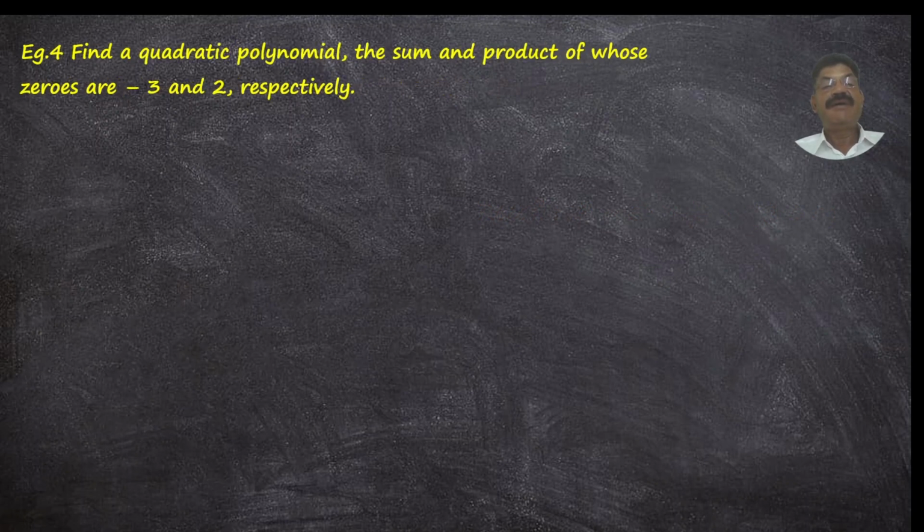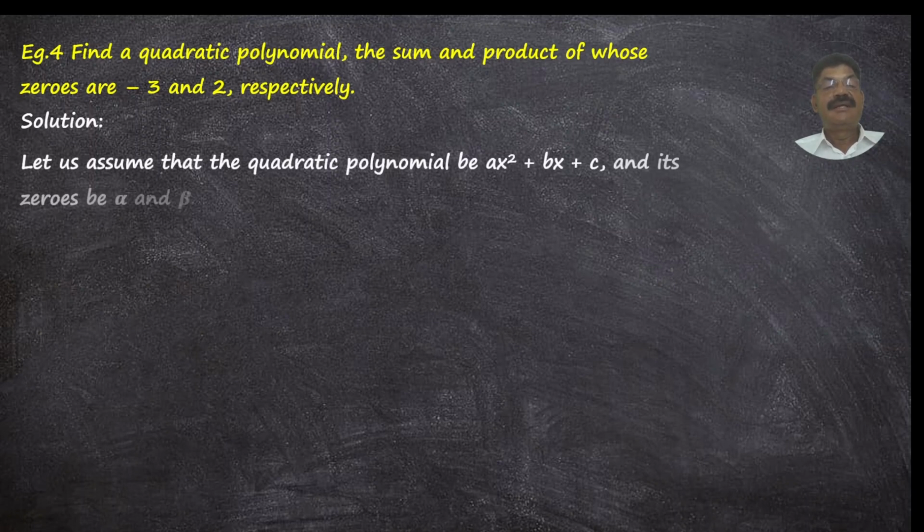Consider the fourth problem. Find a quadratic polynomial, the sum and product of whose zeros are -3 and 2 respectively. Solution. So let us take alpha and beta as the zeros of the polynomial ax square plus bx plus c. We do not know the values of a, b, c and alpha and beta, but we are given alpha plus beta is equal to -3 and alpha beta is equal to 2. Only two things are given. You have to find out the polynomial.